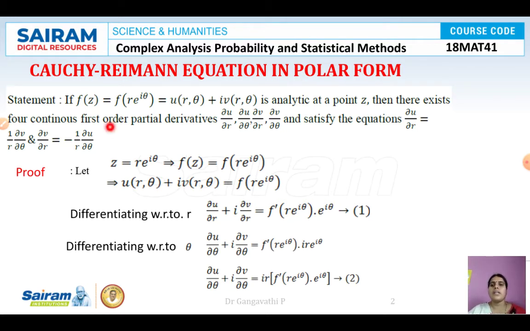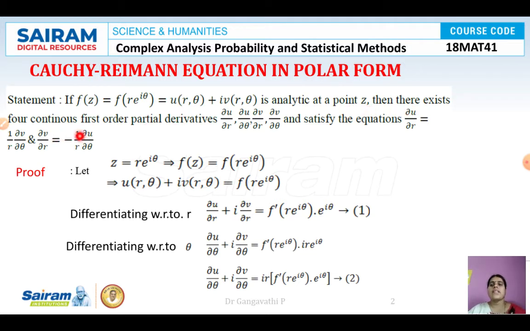So the statement here is f of z is equal to f of r e power i theta. Since we are discussing the polar form, only the polar form of z is going to be used, which is r e to the power of i theta. So f of z here is u plus iv, where u is a function of r and theta and v is a function of r and theta, and this function is given as analytic at the point z.